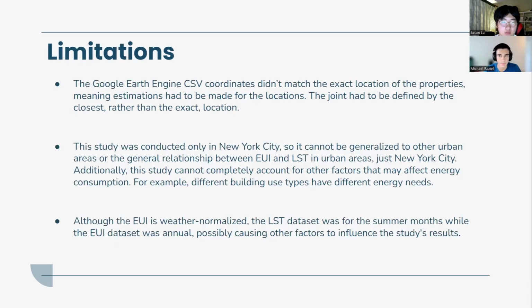All right, and in this study, there were several limitations. The first is that the Google Earth Engine CSV coordinates didn't match the exact location of the properties, meaning estimations had to be made for the locations. The join therefore had to be defined by the closest rather than the exact location. Additionally, this study was conducted only in New York City, so it cannot be generalized to other urban areas or the general relationship between EUI and LST in urban areas, just New York City.